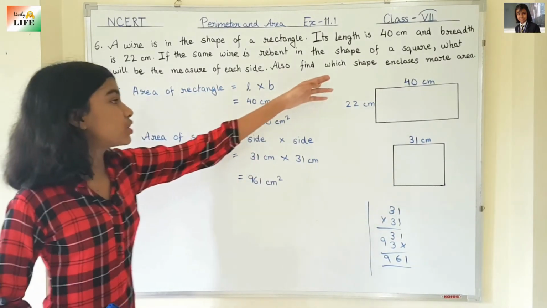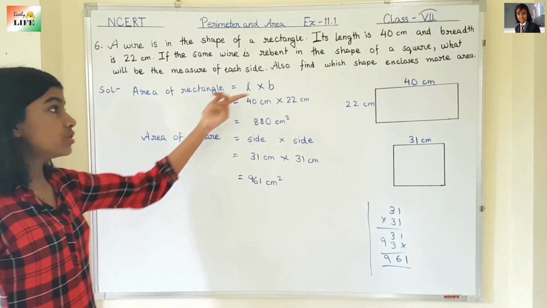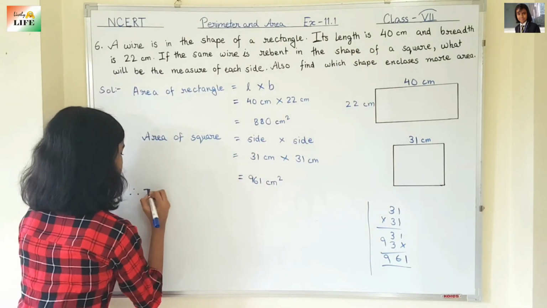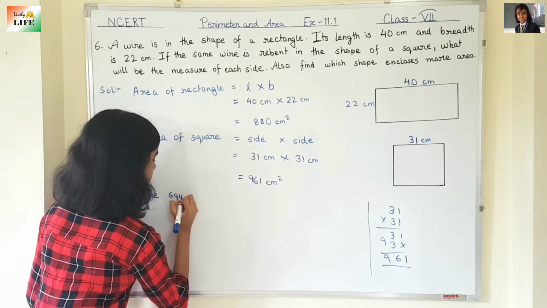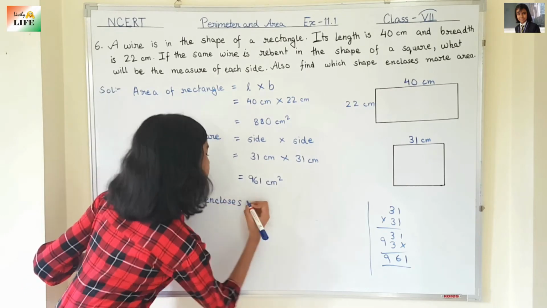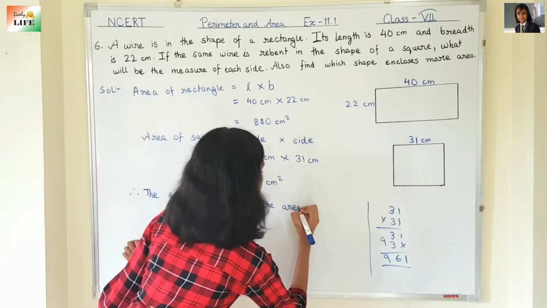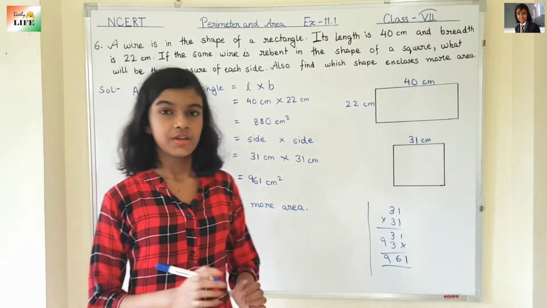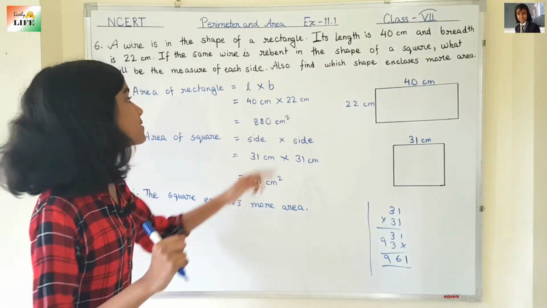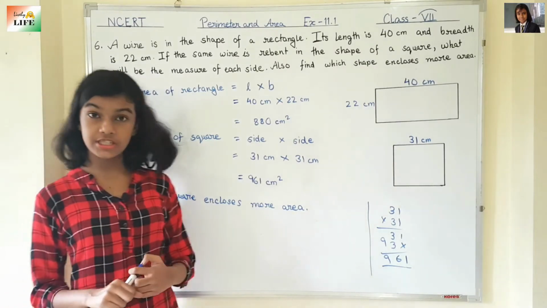So which shape encloses more area? 961 centimeter square is area of what? Square. So the square encloses more area. Therefore the square encloses more area. Right? So with this we have completed question number 6. The measure of each side we have found that it was 31 centimeter. And which shape encloses more area? The square encloses more area. With this we have completed question number 6.